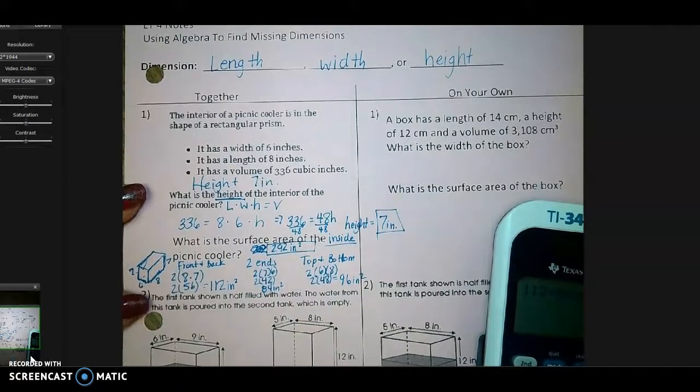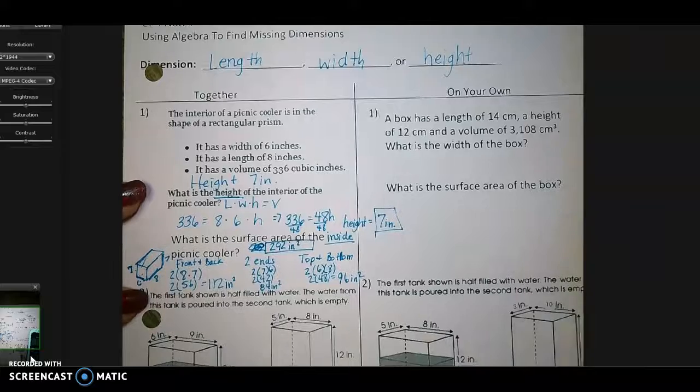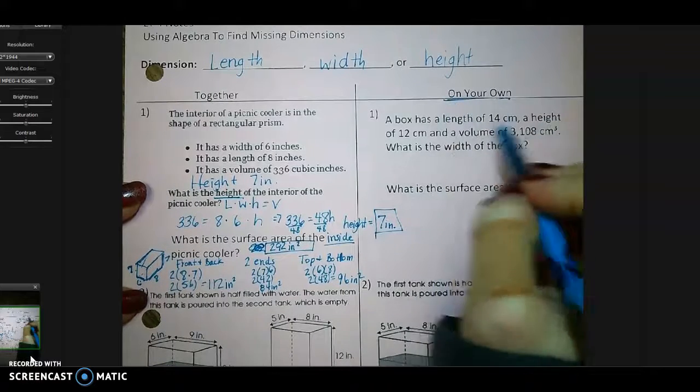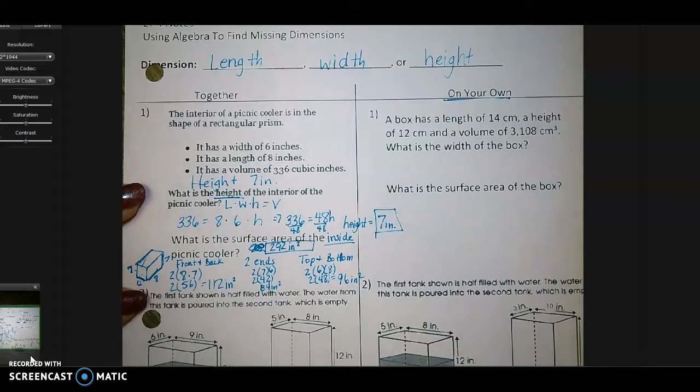So what I want you to do right now is I want you to pause the video. I want you to try the one that says on your own, which is very similar, and then turn it back on and see if you got the right answer.